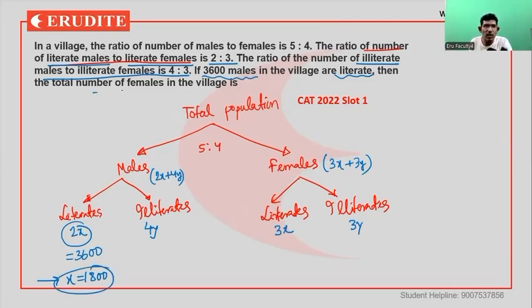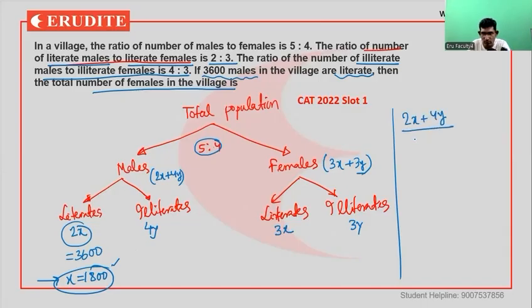So this information I get. I have to find the total number of females in the village, which is 3x plus 3y. Now I have got the value of x, so I need the value of y. So what more information can I utilize? Now I know that the ratio of males to females is 5:4. So the total males, 2x plus 4y, over the total females, 3x plus 3y, is equal to 5/4.